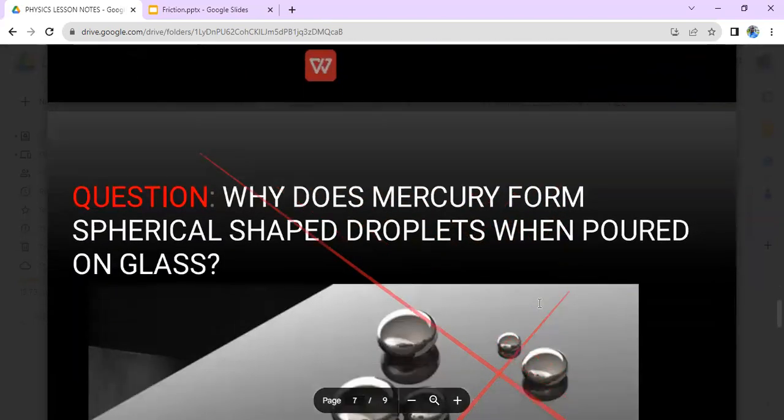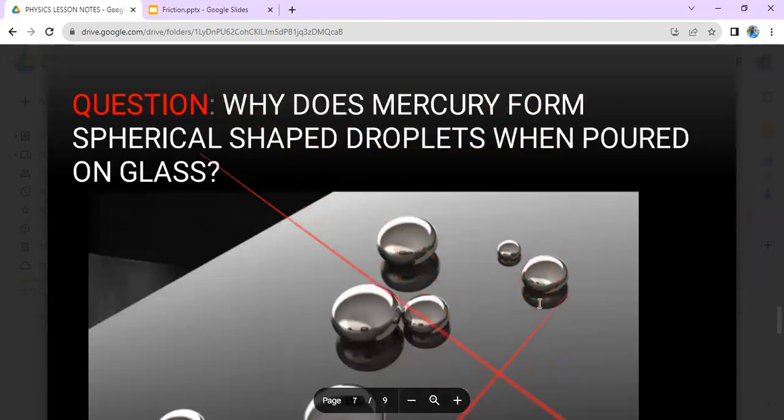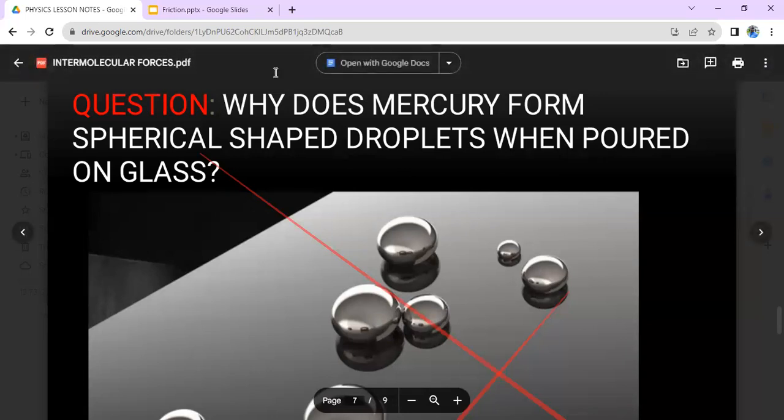So there is a question on the board, and I want you to write the answers in the chat. The question reads, why does mercury form spherical shaped droplets when poured on glass? So you put your answers in the chat. I'm giving you 5 minutes for that. Then we'll read through those answers one by one.